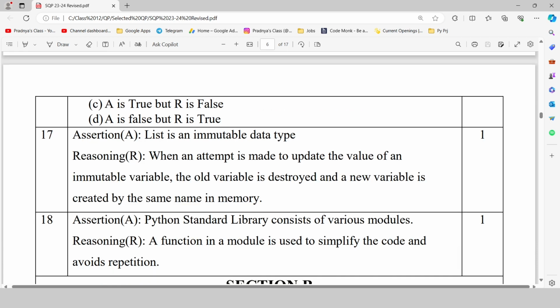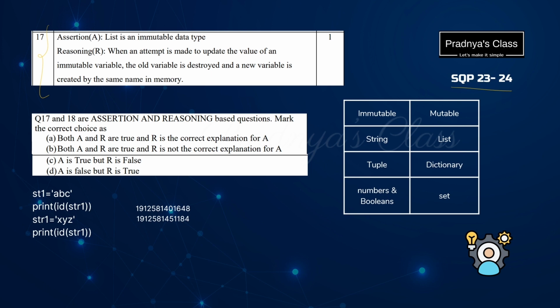Here is question number 17. Read the question carefully. List is an immutable data type. Remember this table. These are all immutable data types and here is the list of the mutable data types. List is a mutable data type, not immutable. Alright, look at the four options. The first option is not applicable. The second option is also not applicable. Even when we read option C, that is also not applicable. Ultimately, option D should be the correct answer, but let's read the reasoning. Then only we will conclude.